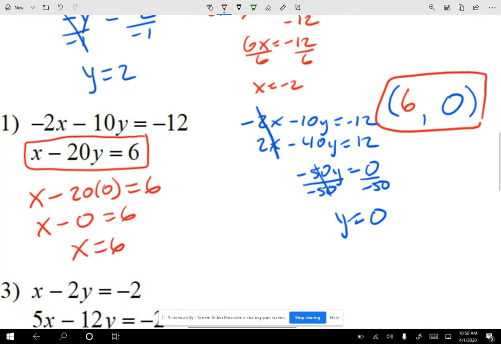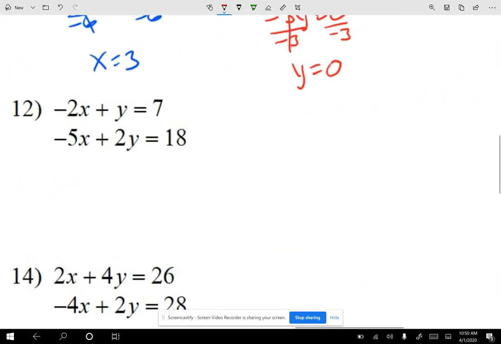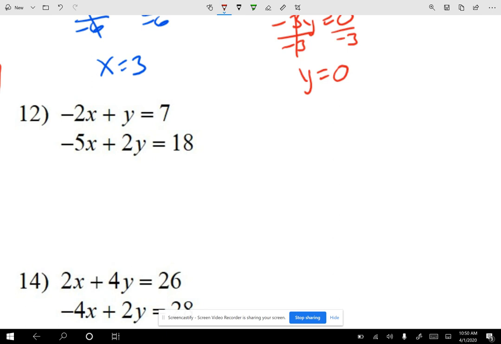Take a look at number 12. I want one of my letters to cancel out. If I want my x's, now looking at 2 and 5, I cannot easily make a 2 become a 5, or a 5 become a 2. But I can make both of them become 10s. So if I want to cancel out the x's, I will multiply this one by 5, and I will multiply this one by 2, because then the x's would become 10.